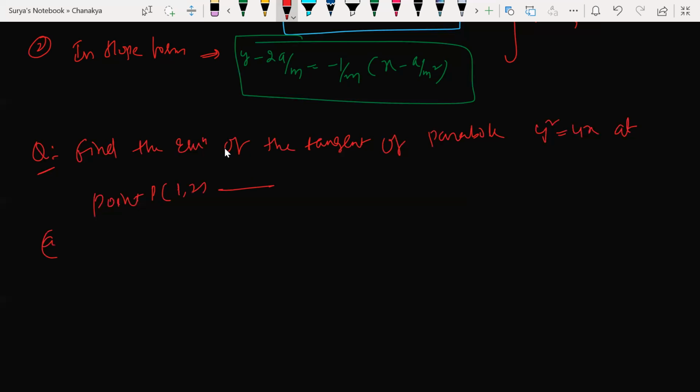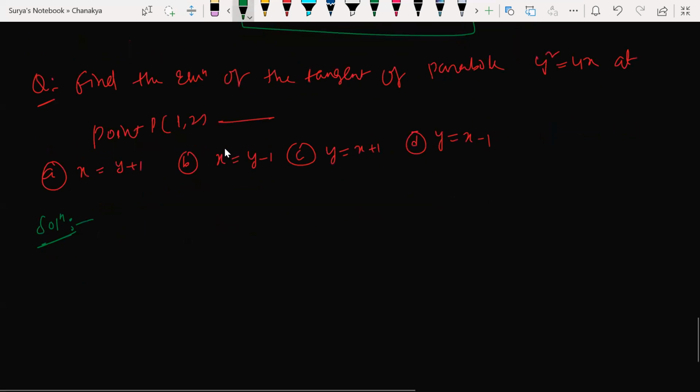देखो, this is a question. Options: a) y = x + 1, b) y = x − 1, c) x = y + 1, d) x = y − 1. He is asking us to find the equation of the tangent on this parabola at this point. हाँ देखो बेटा, how can you solve this question?